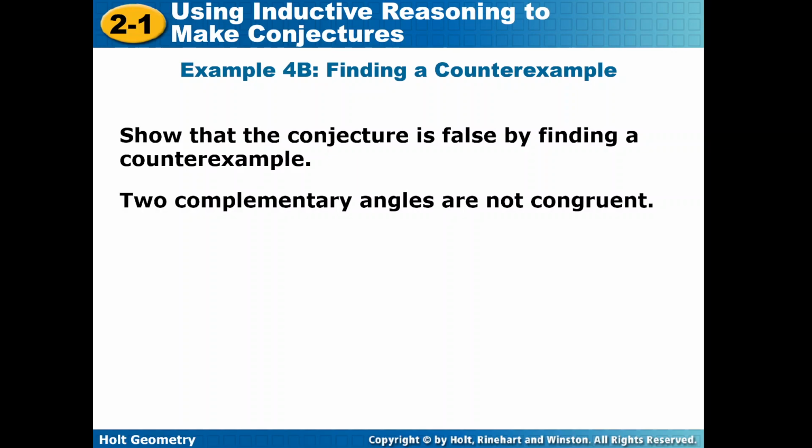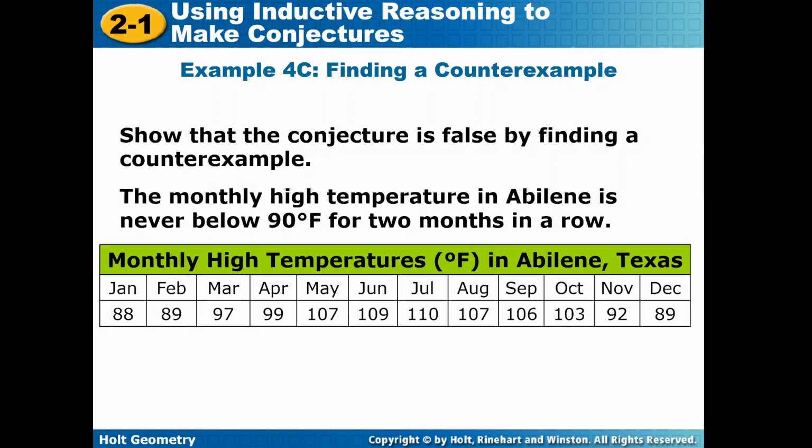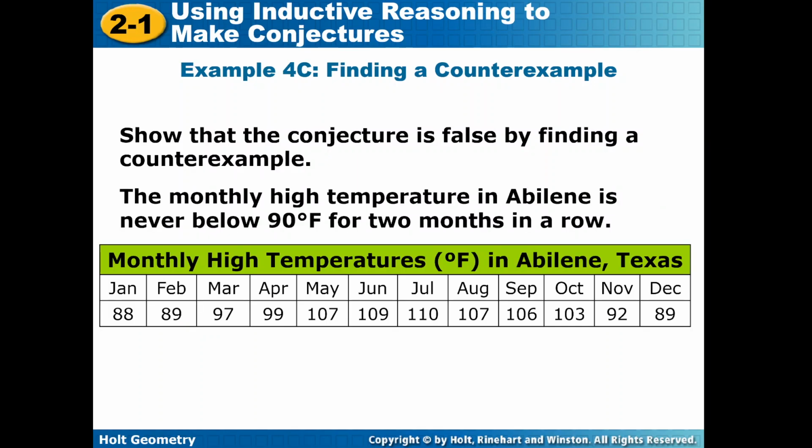You want to show that the conjecture is false by finding a counterexample. Two complementary angles are not congruent. Well, 45 plus 45 is 90 degrees, but it could also be written as 30 plus 60, which would be true. But the two angles could be congruent as well, like 45 plus 45. So the conjecture is false, and that is the counterexample.